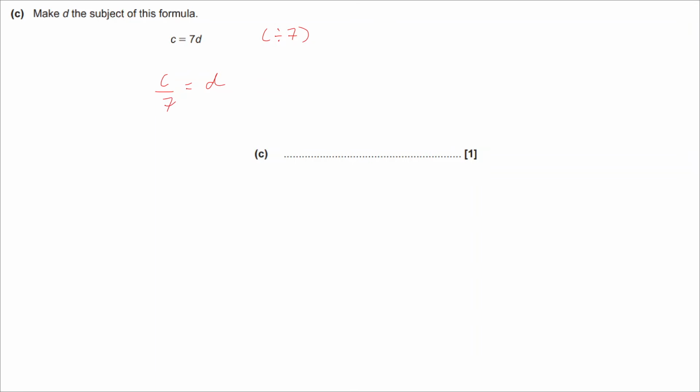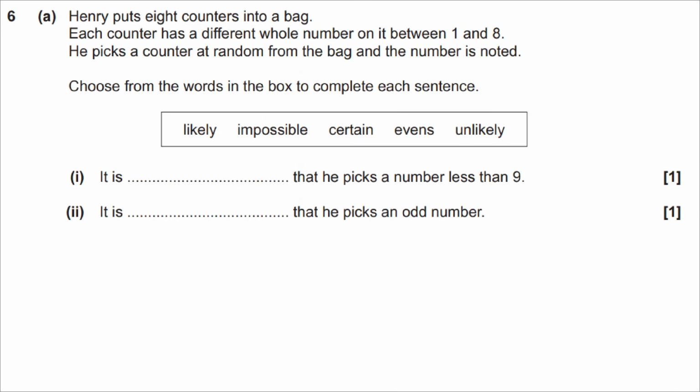Another way of writing it, you could write it like this. If you divide both sides by 7, then these two cancel out, because the opposite of timesing and dividing, they cancel. So you're just left with D on its own over here, D being equal to C divided by 7. And that's your answer, okay? And you can write it with the D going first. They mean exactly the same thing. That is your answer. Good.